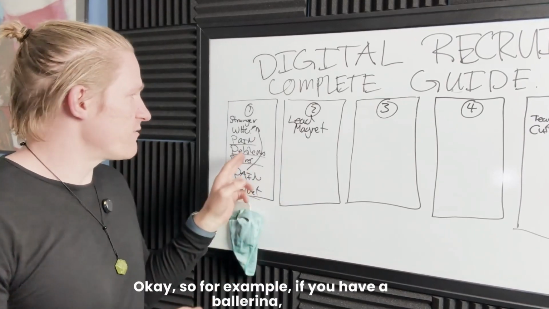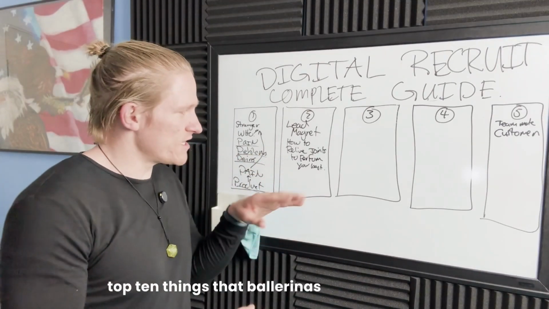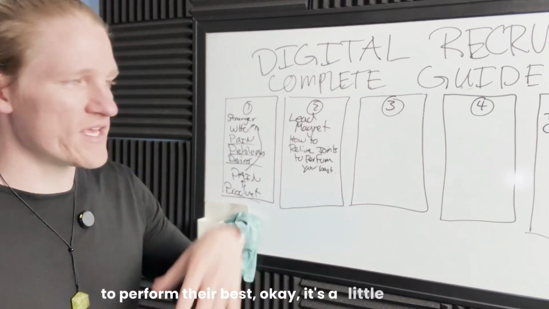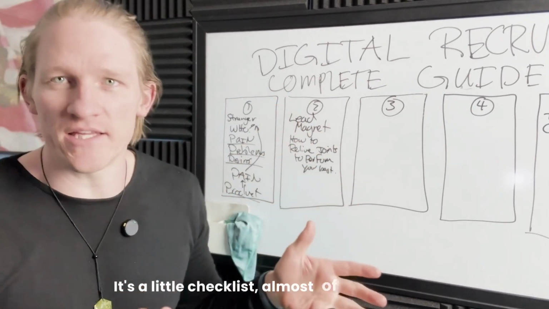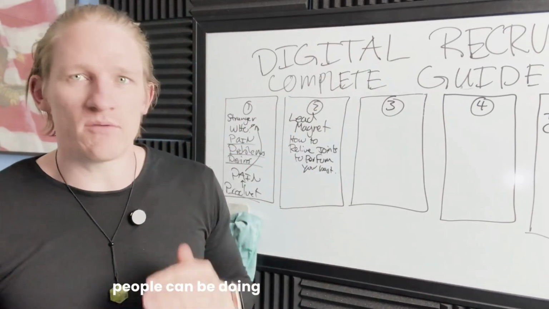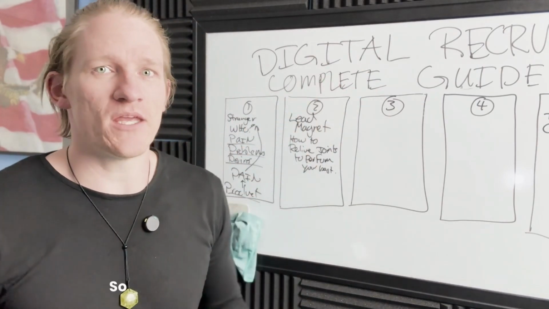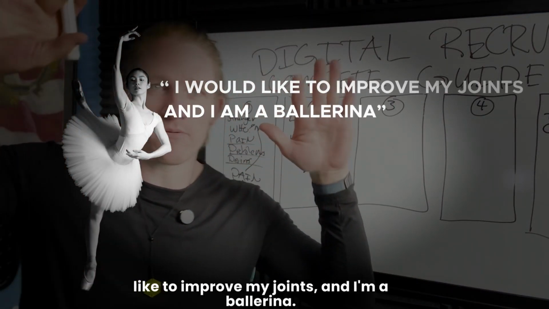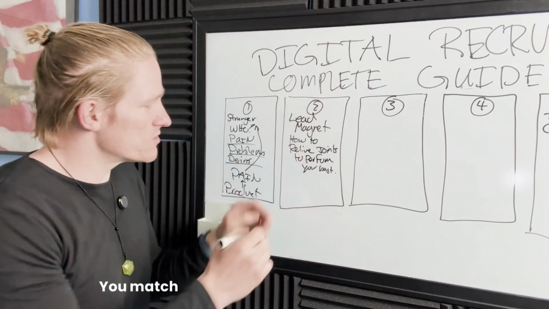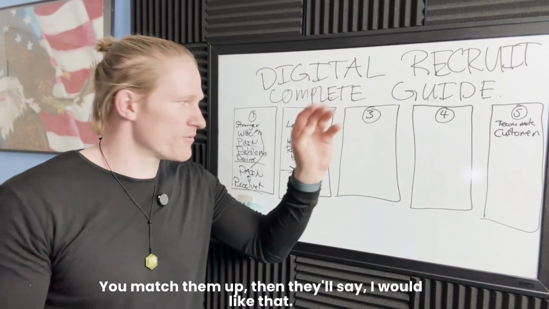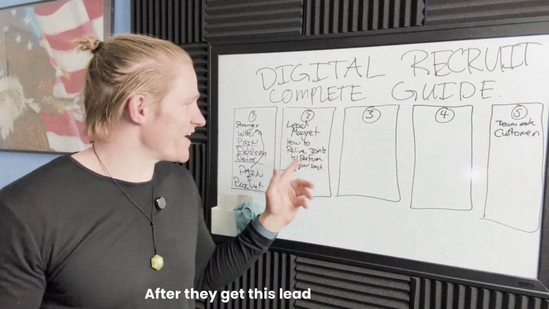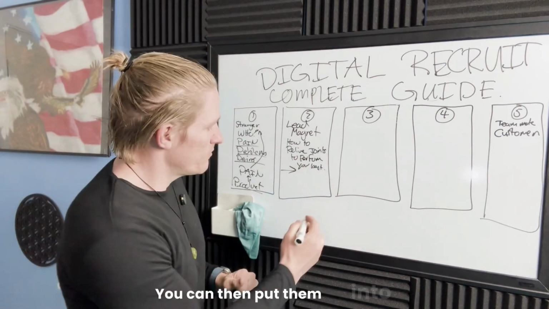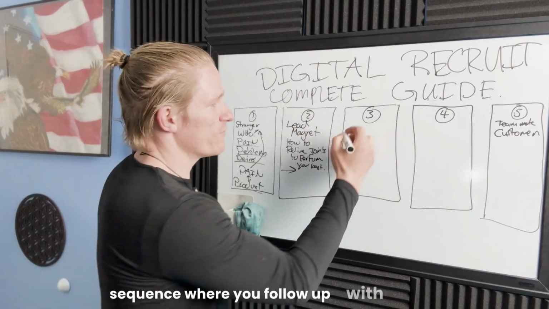So for example, if you have a ballerina, the top 10 things that ballerinas do to relieve their joints to perform their best, okay? It's a little checklist almost of 10 points that ballerinas can be doing. So someone that's a ballerina says, hey, I would like to improve my joints and I'm a ballerina. You usually try to do like 2 of those things, you match them up, then they'll say, I would like that, boom. After they get this lead magnet, this is where they're qualifying themselves. You can then put them into a sequence where you follow up with them.